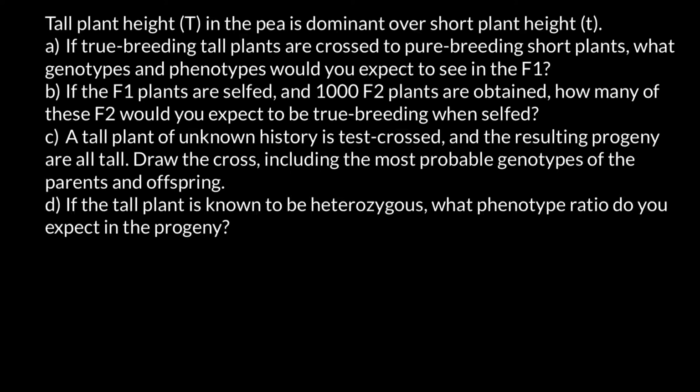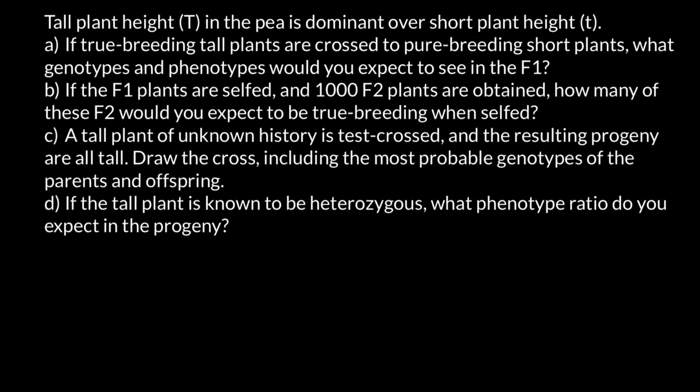Today's problem: tall plant height, capital T, is dominant over the short plant height, which is small t. Question A: if true breeding tall plants are crossed with true breeding short plants, what genotypes and phenotypes would you expect to see in the F1 generation?